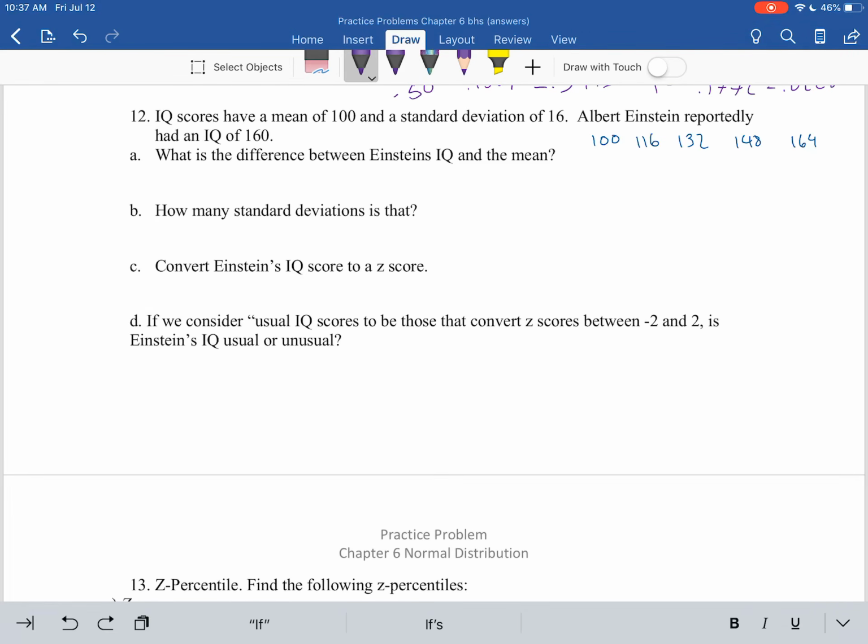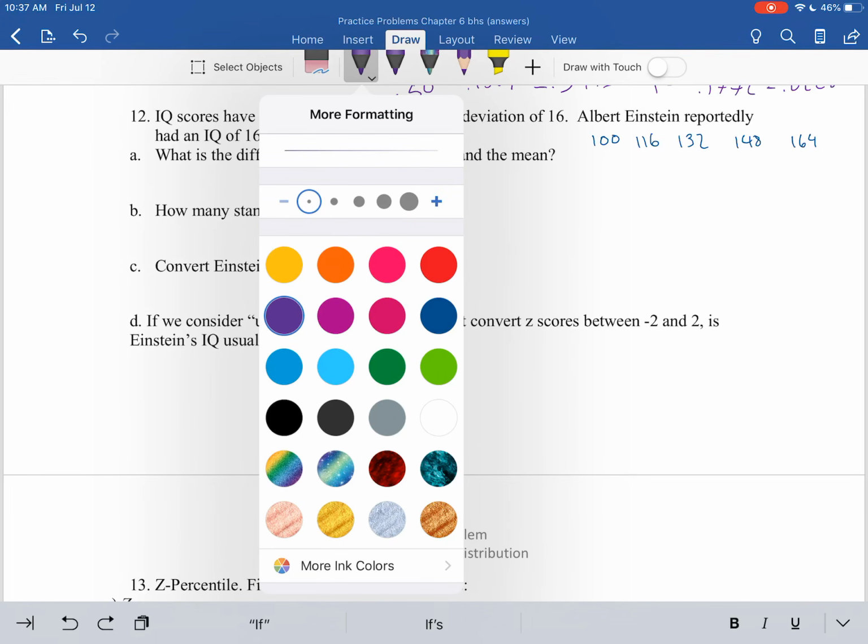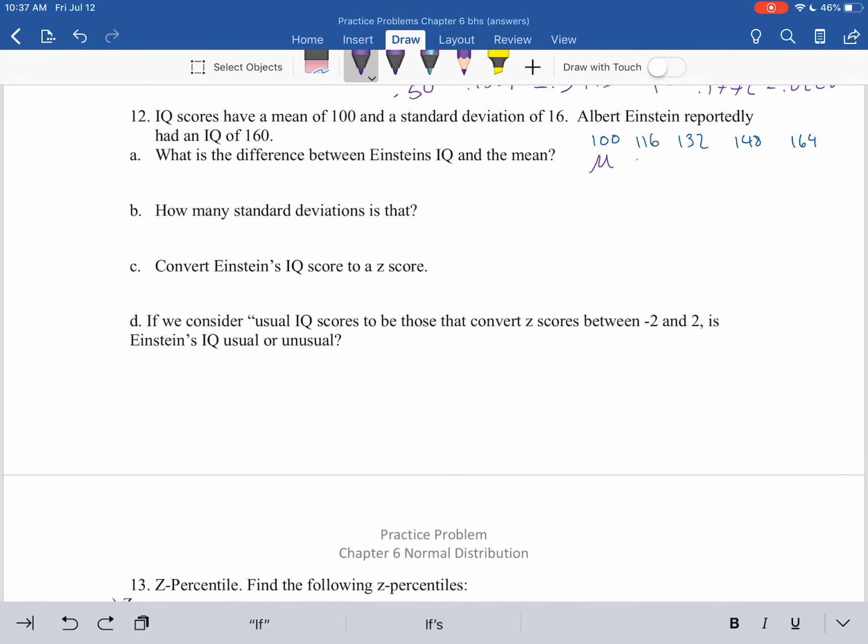So number 12, as we're working through our packet here, we're going through the basic steps of finding our z value. We have an IQ score. IQ scores are on a normal distribution with a mean of 100 and a standard deviation of 16. Albert Einstein reportedly had an IQ of 160. So instead of drawing it out, if we were at our mu value of 100, and then went up 1, 2, 3, 4 standard deviations, this is where they would land.